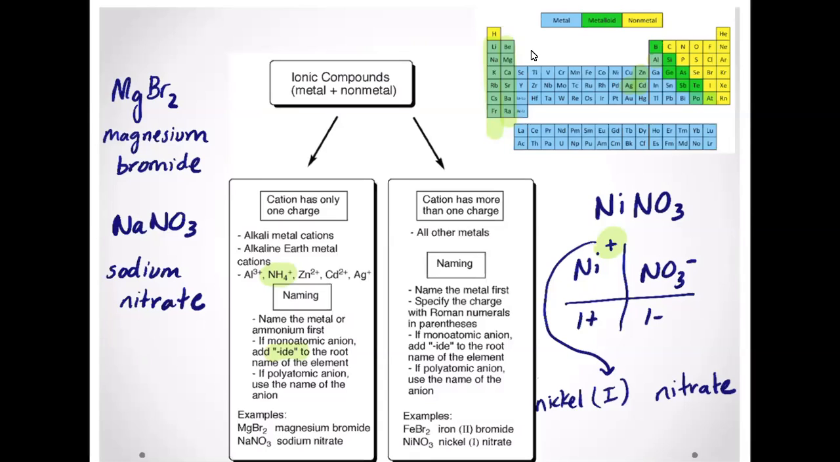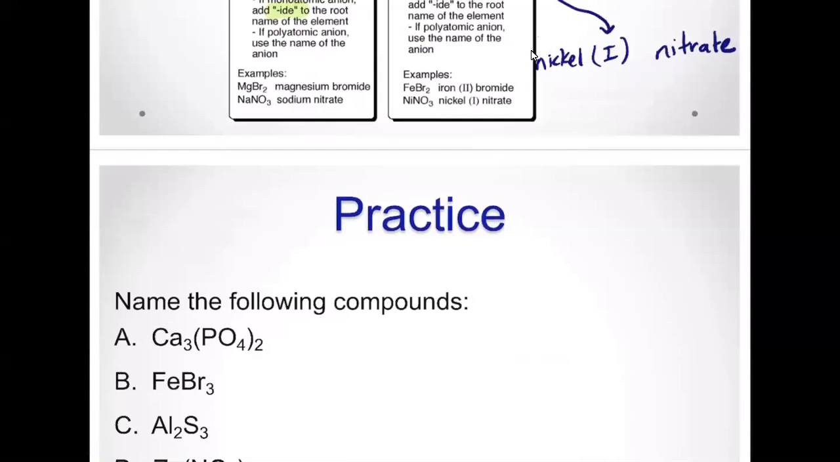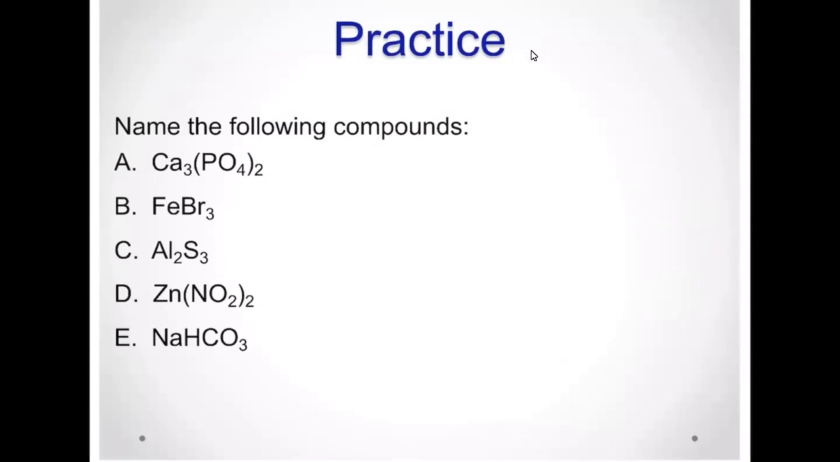Remember, if your metal is not group 1, group 2, aluminum, zinc, cadmium, silver, or ammonium, it's going to need a Roman numeral so we know the charge. And the charge must be determined from your anion. Let's do some practice. You should pause the video, try these first, and then go over the answers with me.